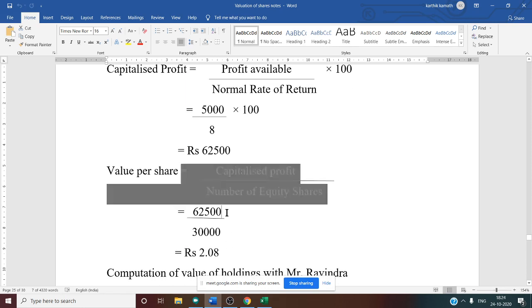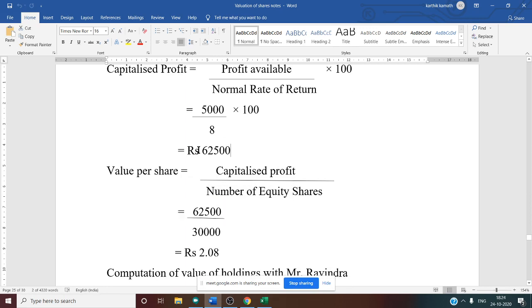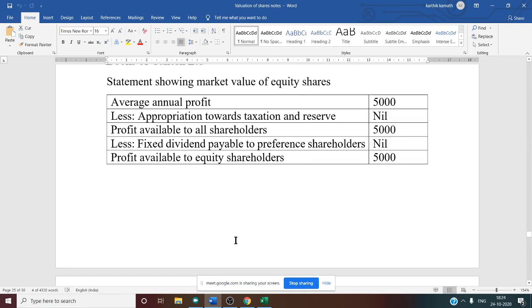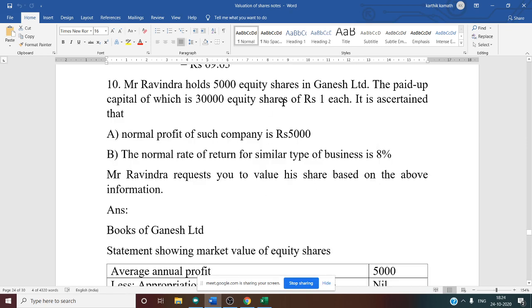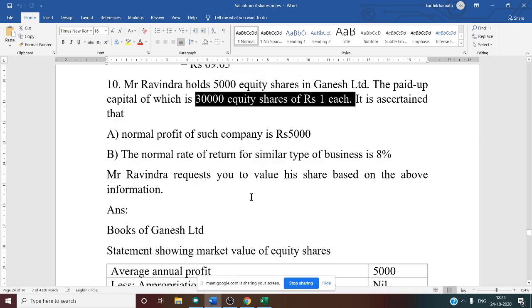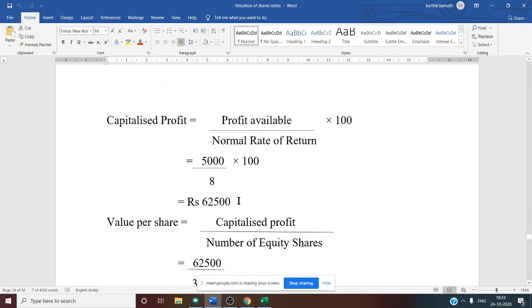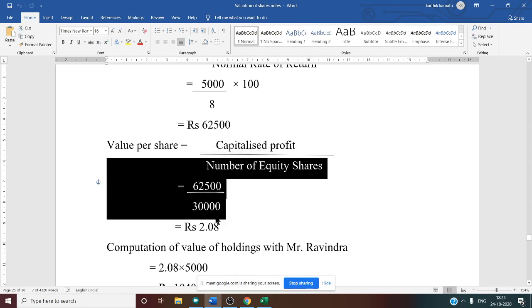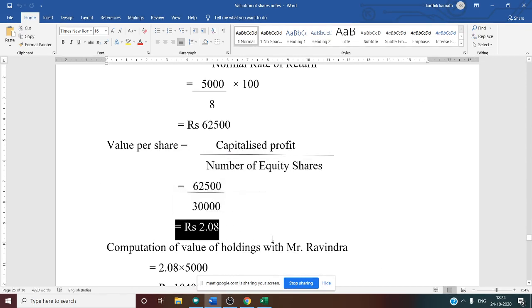So now we got the capitalized profit answer, 62,500, divided by number of equity shares. How to calculate number of equity shares? Once you see the problem, it is given 30,000 equity shares specifically. So you need to take 30,000 as it is in the denominator. So value per share is 2.08.